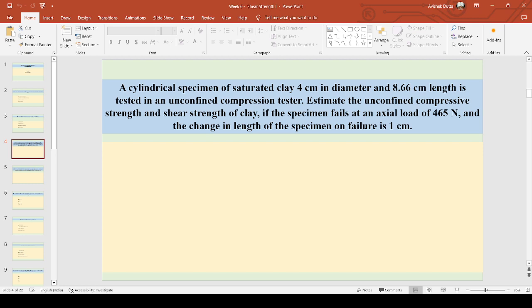The data in these questions are very important: the diameter, the length, the axial load, and the change in length.